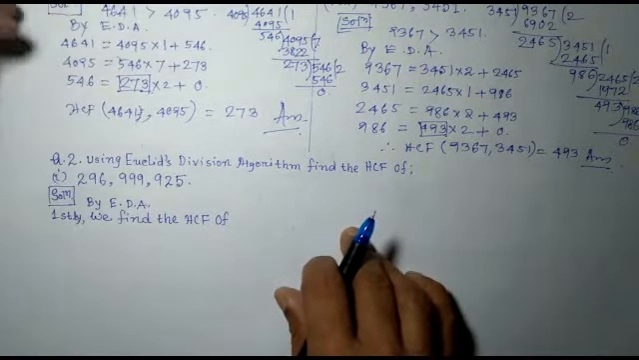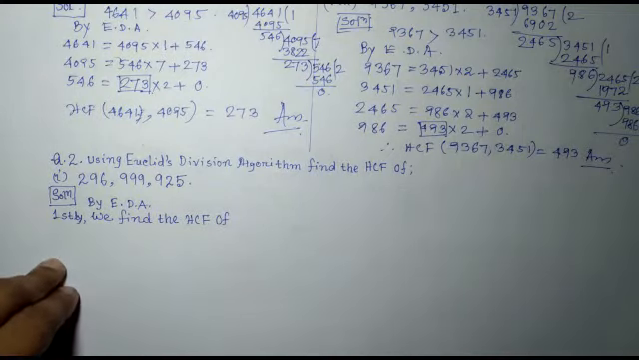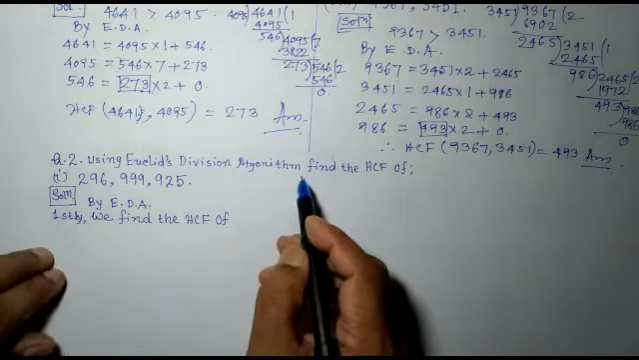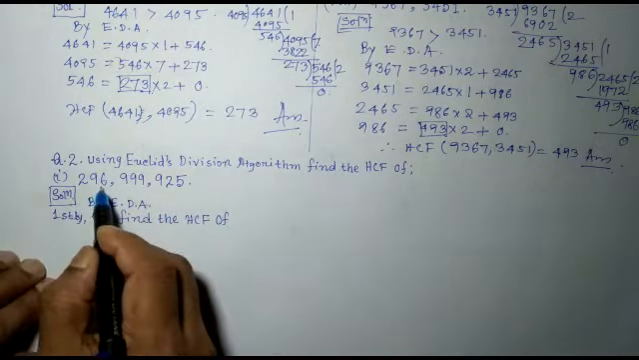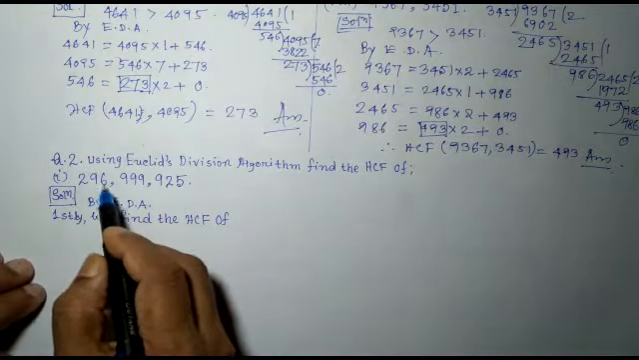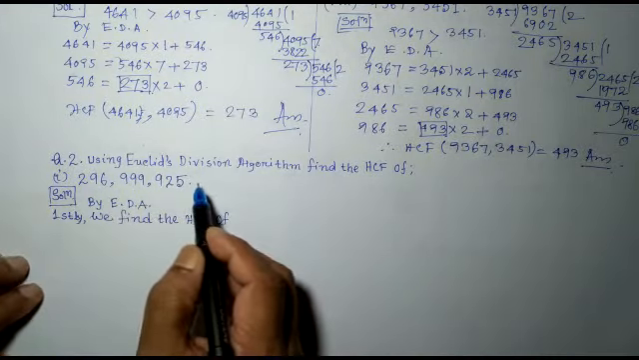So question number 2. Using Euclid's division algorithm, find the H.C.F of 3 numbers. Up till now we have learned the H.C.F of 2 numbers, now we have to find the H.C.F of 3 numbers by using Euclid's division algorithm.